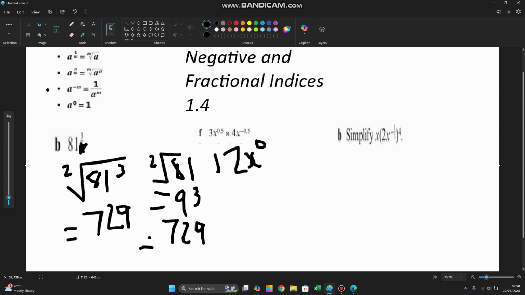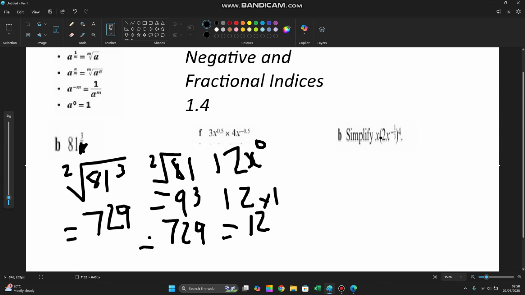And we have the rule here. Anything to the power of 0 is 1. This applies here. X to the 0 is just 1. So it's just 12 times 1, which is just 12. So there we go, that was our final answer.